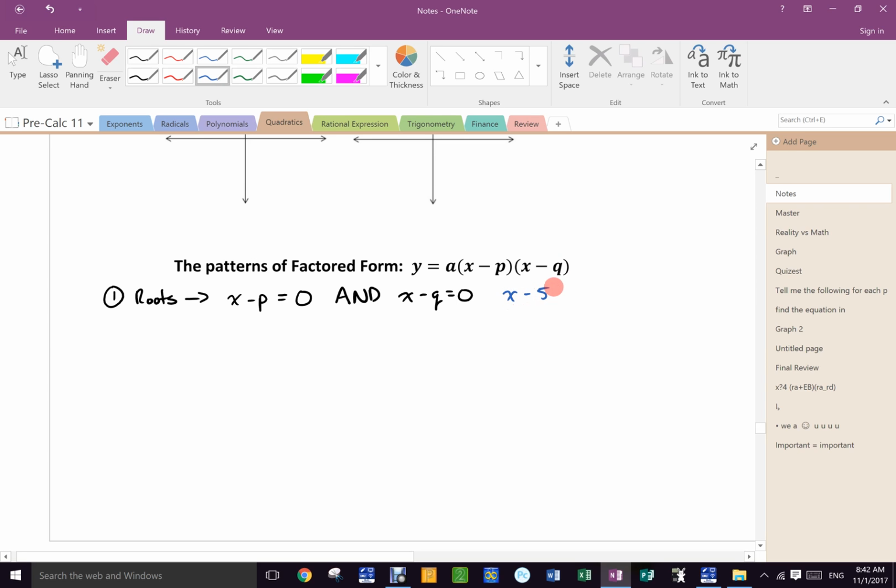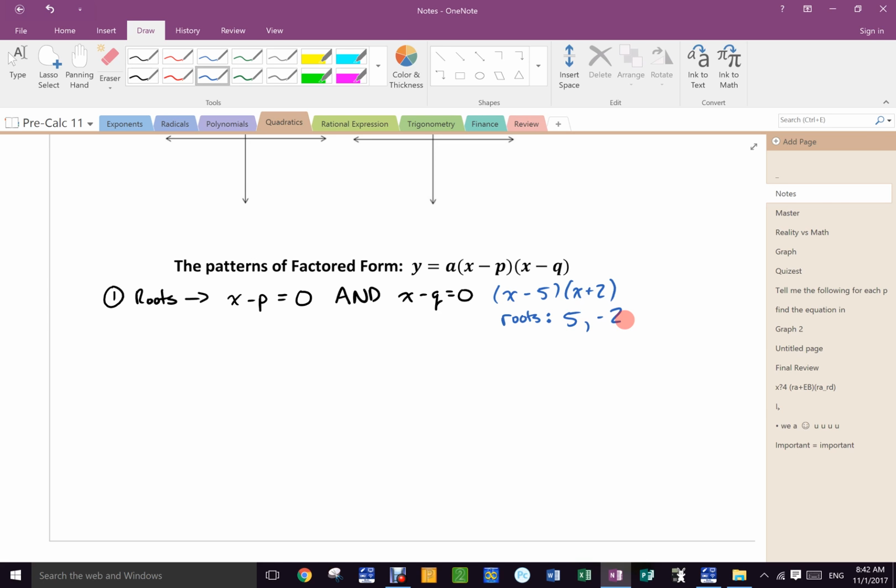x minus 5, x plus 2. What are the roots? Should be able to see that in your head. What are the roots? 5 and -2. Everyone agree? Everyone's cool, right?